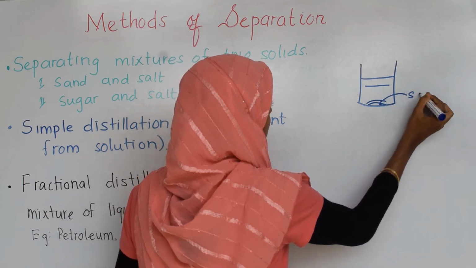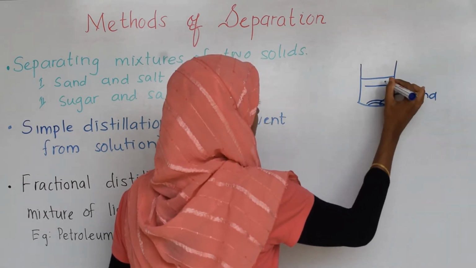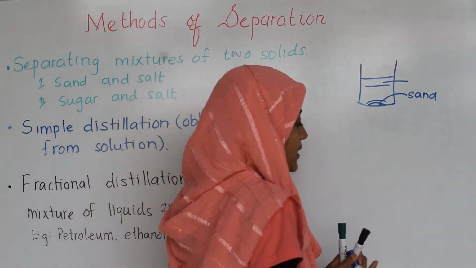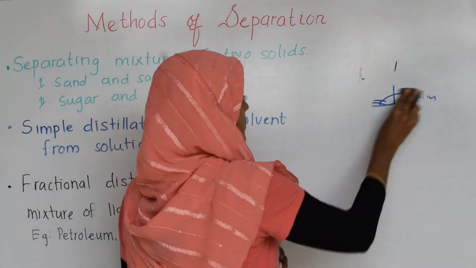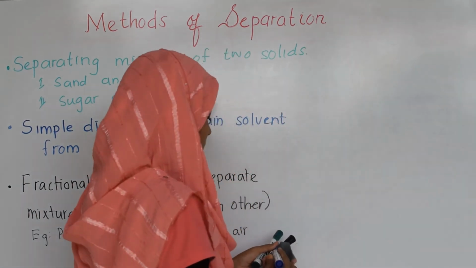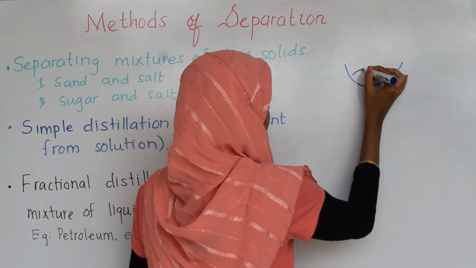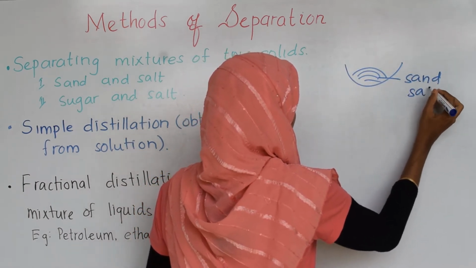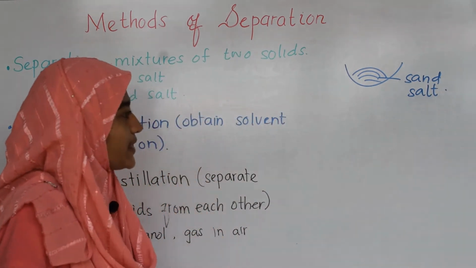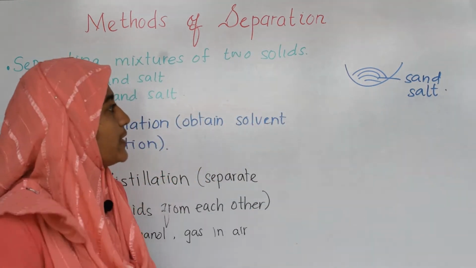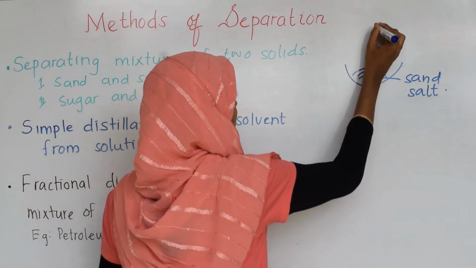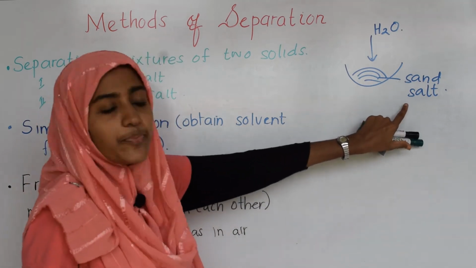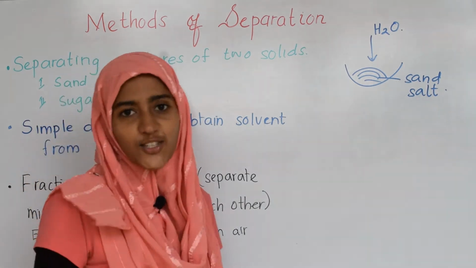Let's have just the sand and salt mixture first. In a petri dish you have sand and salt. We need to separate sand from salt in this mixture. How do we do that? First we add some water. Then what happens when we add water? Salt dissolves, sand does not dissolve.